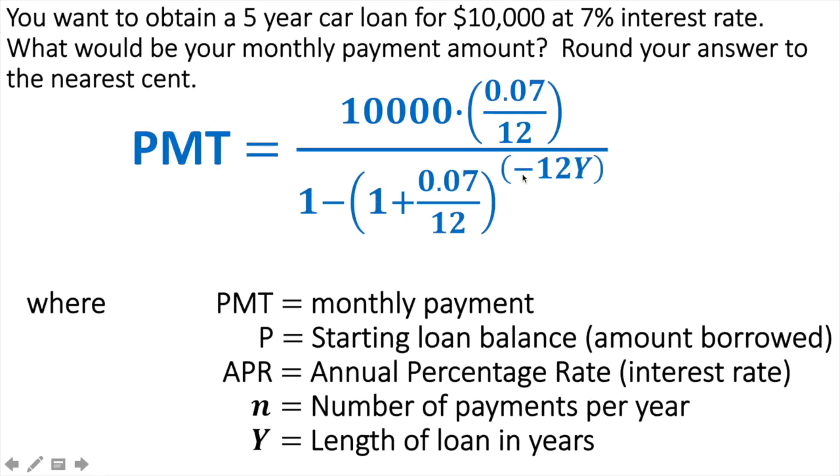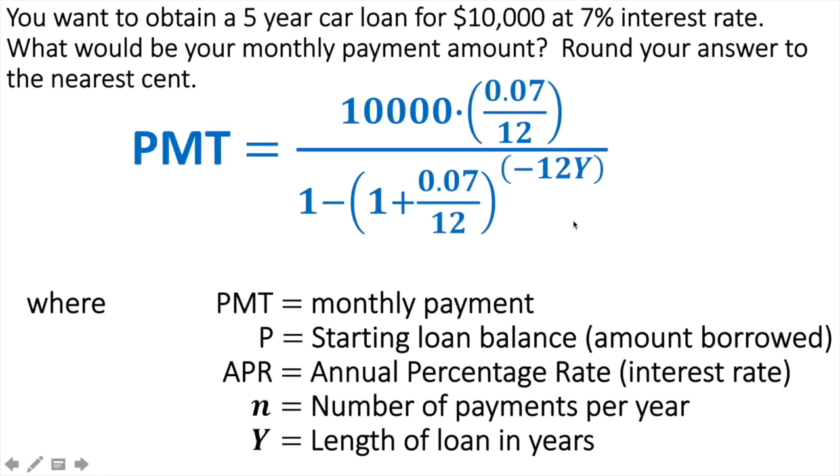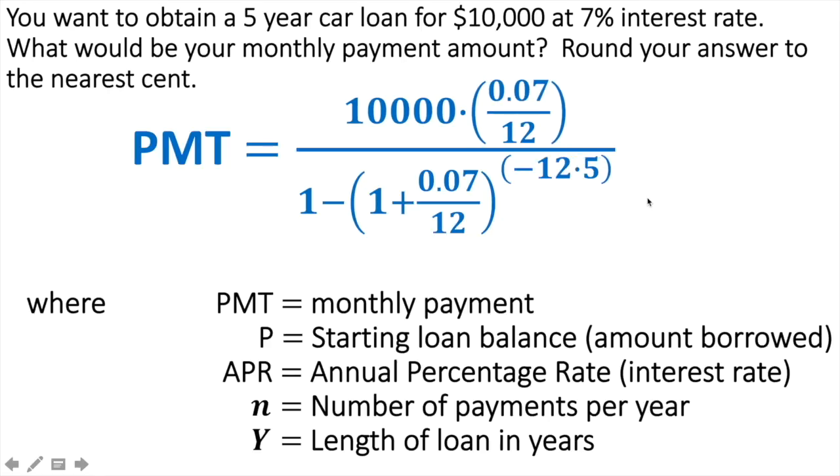Notice how this one right here is a negative, okay? If I back up a step here, it was a negative N. So just make sure when you're typing that into your calculator, you have a negative there. Finally, last thing I need is the length of term of the loan in years. And this one is a 5-year loan, so I'm going to fill it in with a 5. Now notice this is negative 12 times y, so it's going to be negative 12 times 5.